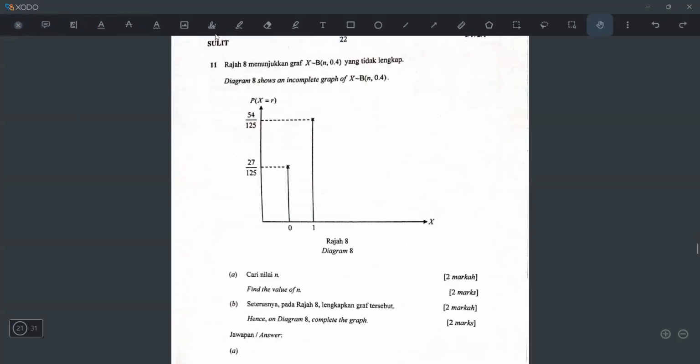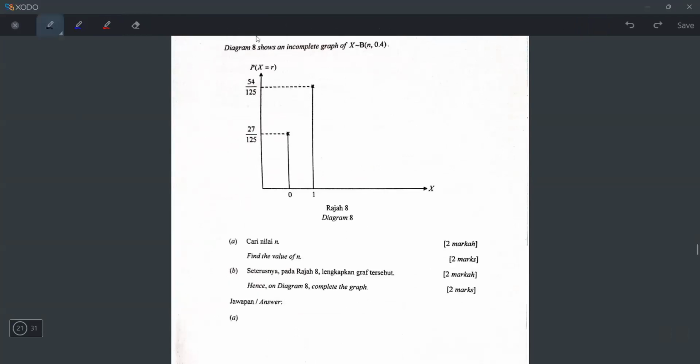Done. Okay, let's go to number 11. Diagram 8 shows an incomplete graph. Incomplete means it's not completed, so you have to complete it later. Can you see the B here? The B stands for binomial, and if they write X ~ B like this, you have to know this will be the n, this will be the p. So the 0.4 here is the p. And if p is 0.4, what is q? The q will be 0.6.